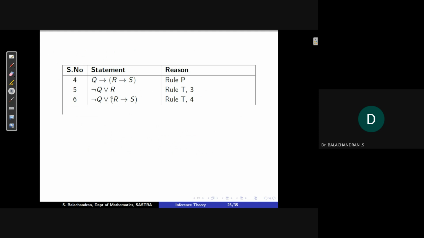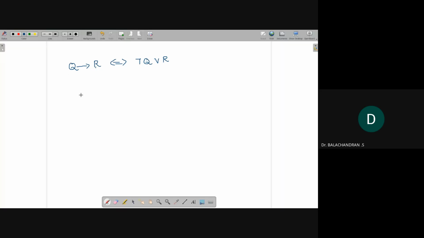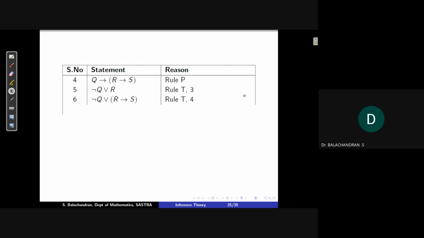Now next, look at these two. This is actually P comma Q. I'll write here on the next slide, P comma Q. P comma Q is equivalent to P and Q. So this is also what I told in the last class. Maybe I will show you. So what is the meaning? I will tell you.